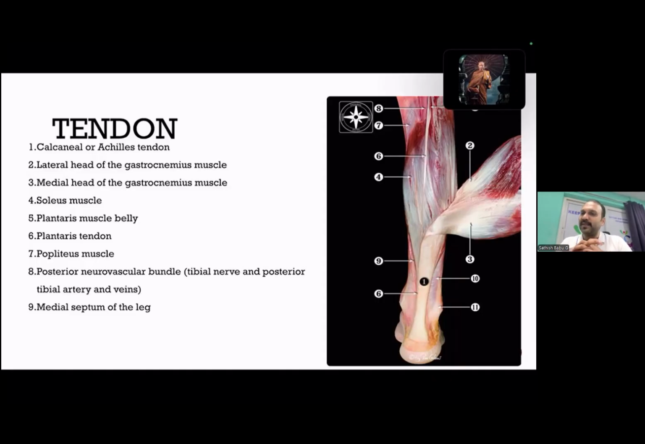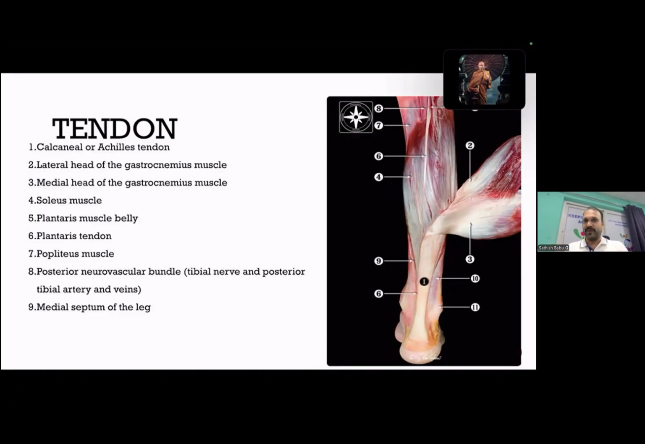So what is the medial septum of the leg? The medial septum is a band of connective tissue which differentiates between the anterior compartment and the posterior compartment, or a medial compartment and the lateral compartment. When you see a cross section of a leg or a thigh, we can see different muscles are placed in different compartments, and the compartments are differentiated with a thin band of fascia. That is called a septum. So a septum is also connective tissue.